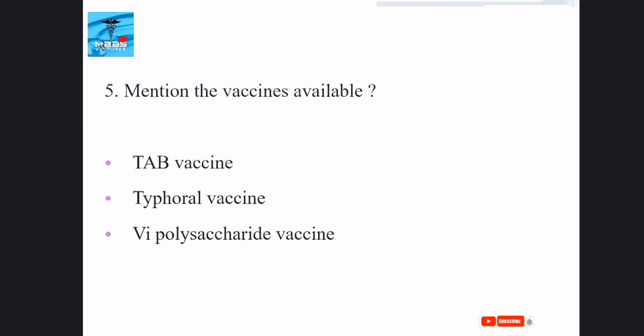Then mention the vaccines available. We have the TAB vaccine, Typhoral vaccine and Vi polysaccharide vaccine. The TAB vaccine is a trivalent vaccine and the Typhoral vaccine is an oral vaccine. Then the Vi polysaccharide vaccine is injected intramuscularly.